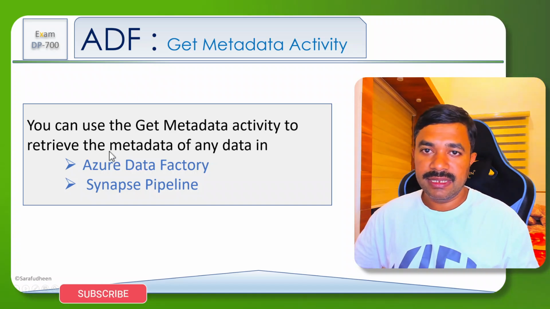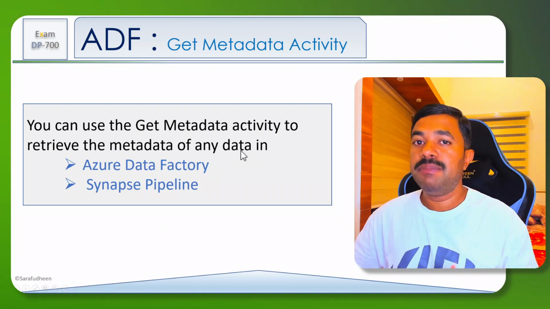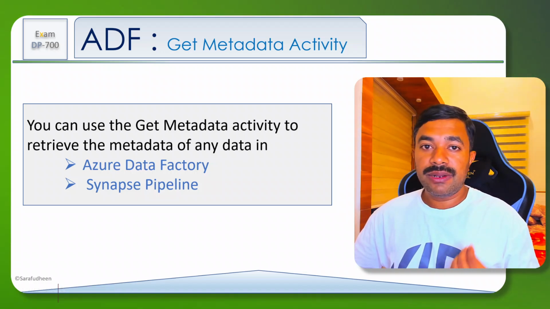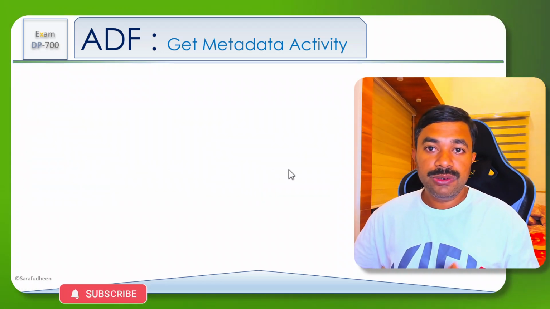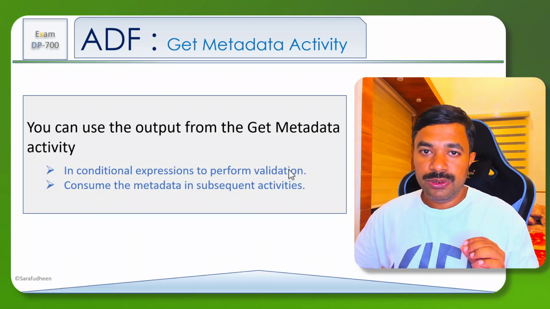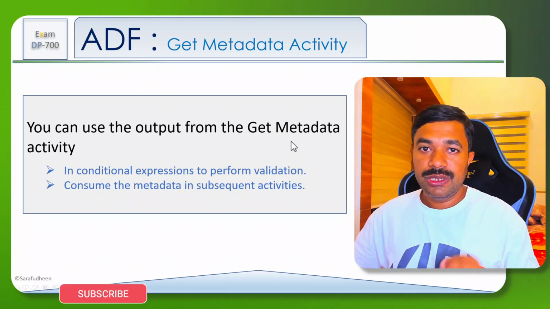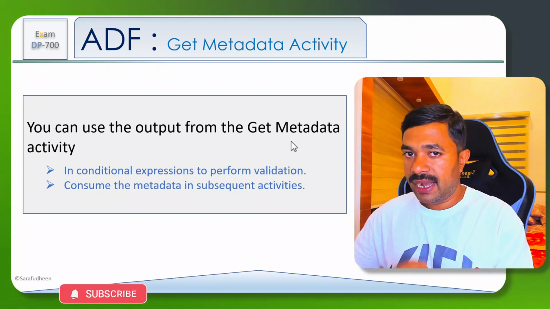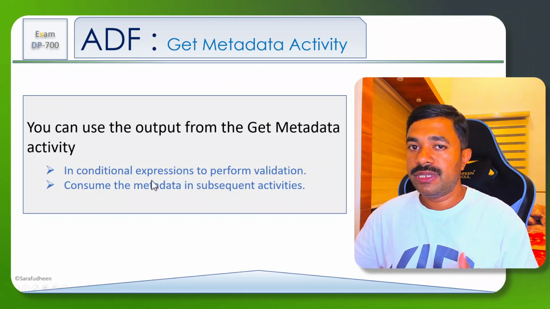If you are a data engineer, you need to use this tool to extract information about your files, such as last updated or file size. Similar kinds of information you could extract using the Get Metadata activity. And you could use this information in a subsequent activity. So if you want to make some decision based on your file size or last modified, you could use the output of the Get Metadata activity. So let's see how we could use this tool.